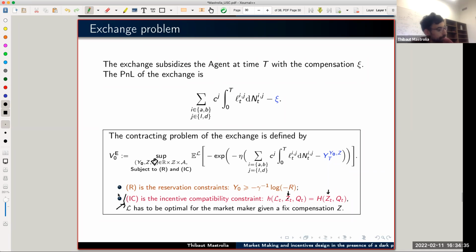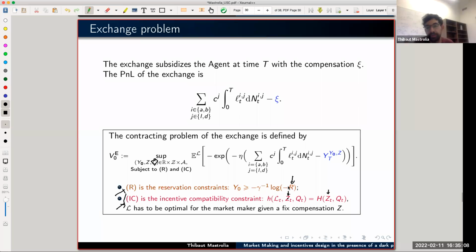And we also assume that you have another constraint. Because you see that here the problem is degenerated, because if Y0 is minus infinity, then you will get the best value. If I propose minus infinity to my market maker, I will increase my income at the exchange, but this is not admissible. So what we assume is that there is a minimum salary that you propose to the market maker.